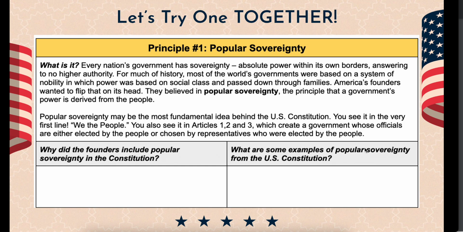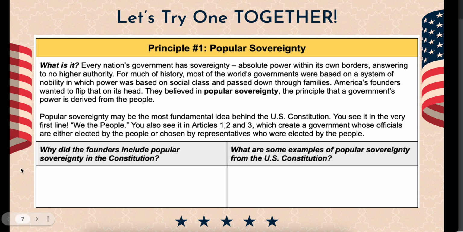Popular sovereignty may be the most fundamental idea behind the U.S. Constitution. You see it in the very first line, quote, "We the people." You also see it in Articles 1, 2, and 3, which create a government whose officials are either elected by the people or chosen by representatives who were elected by the people. So this concept is something that we actually have already talked about, which is that people give our representatives power, not their money or their class or their family.